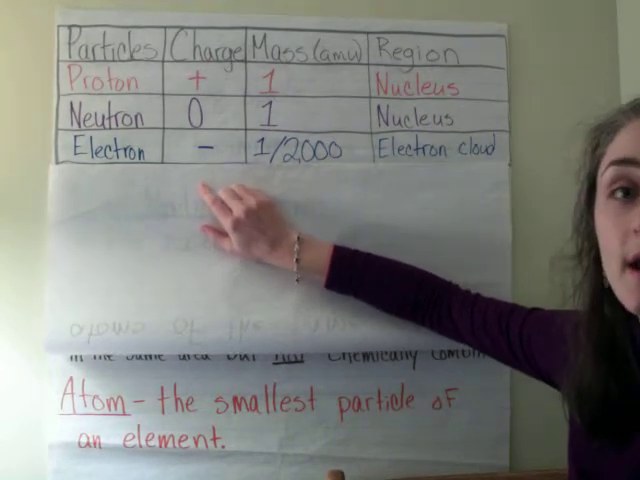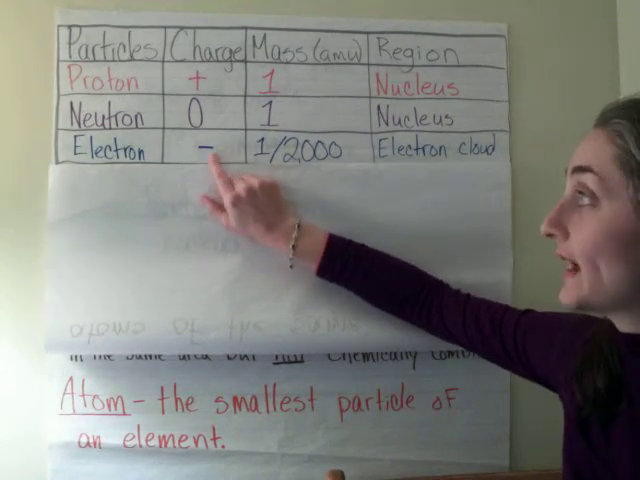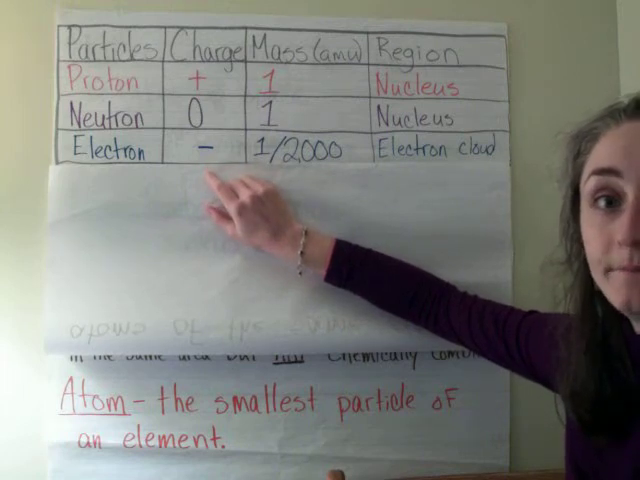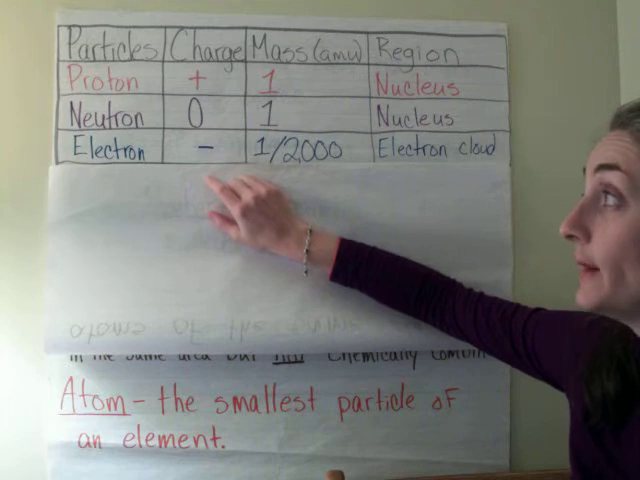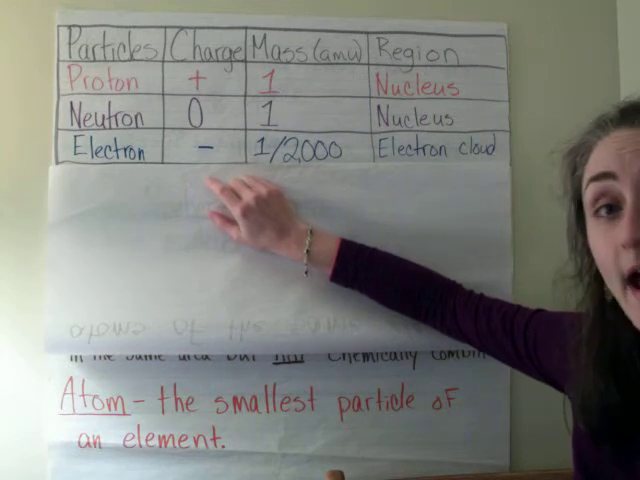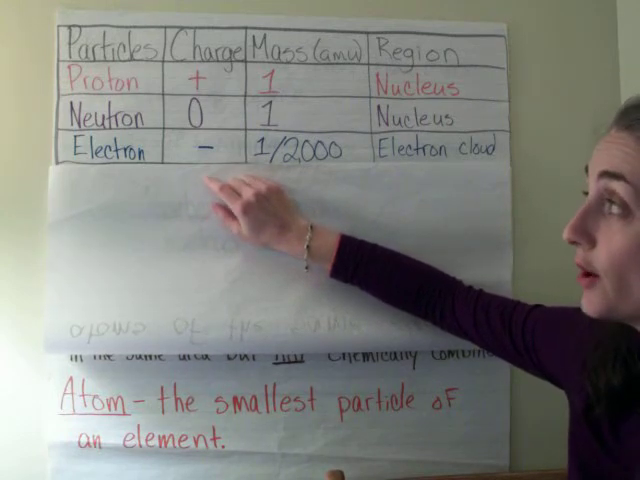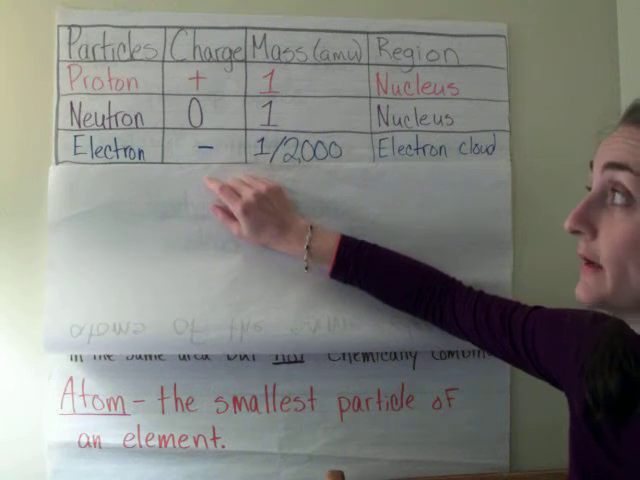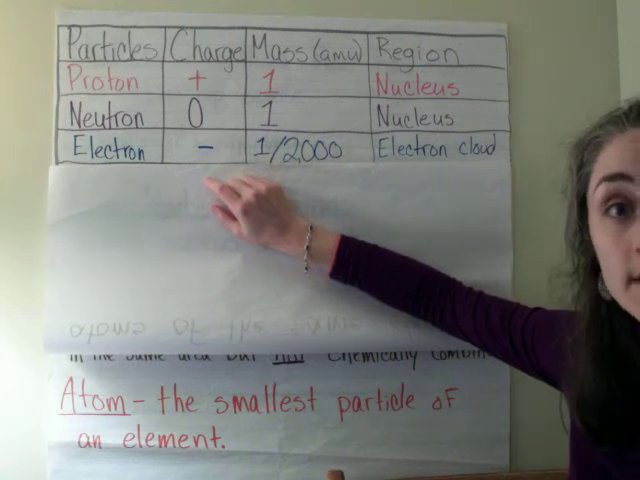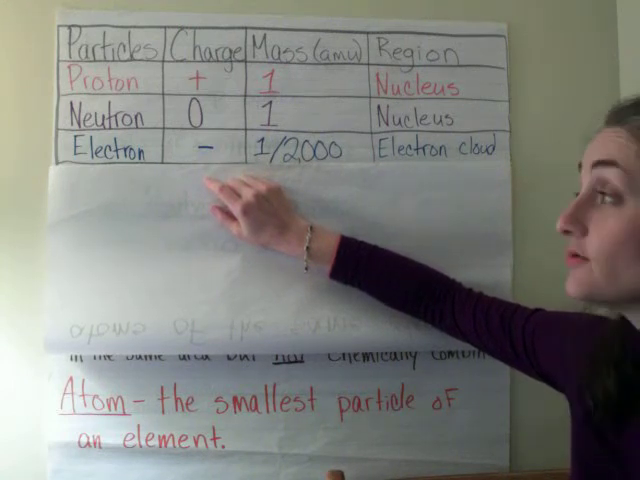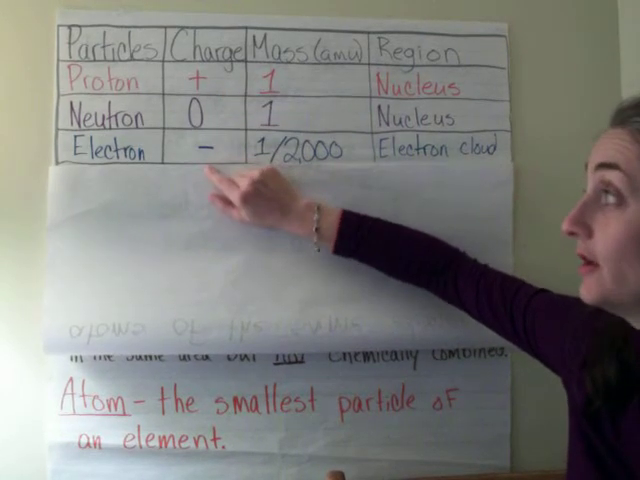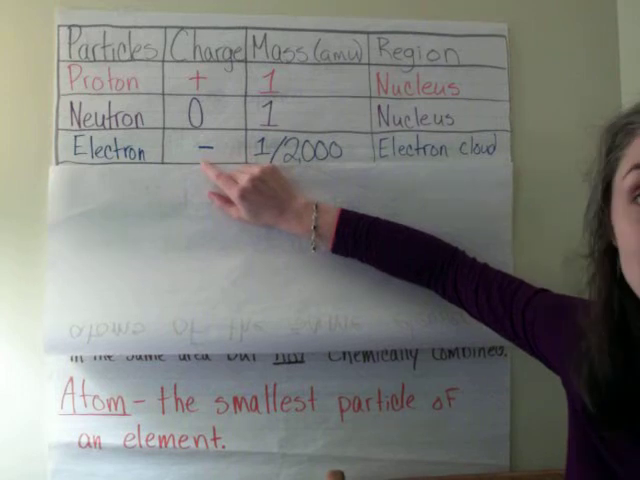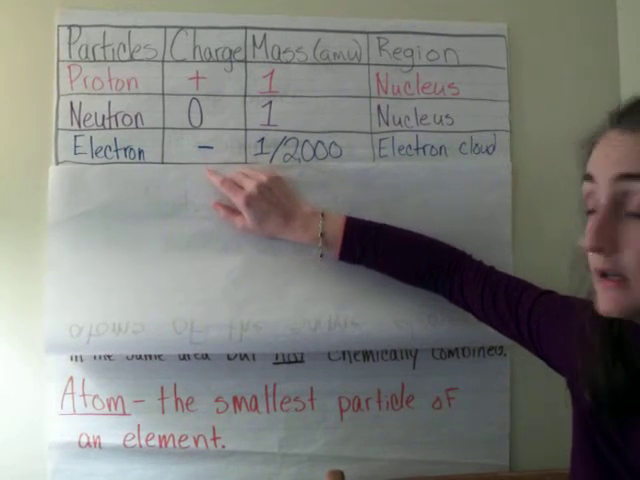Okay, the last one, the one that's the most different from the others, is the electron. And the electron is represented with a negative charge. Keep in mind, atoms have an equal number of protons and electrons because they have to be neutral. So if our atom has 7 protons, in order for it to be neutral, it has to have 7 electrons.